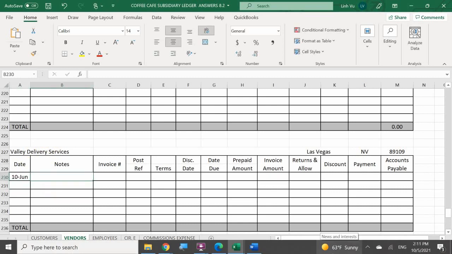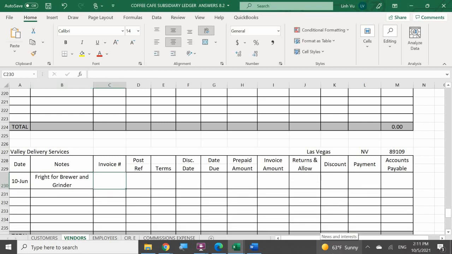Yep, 610. And then you can also say freight for brewer and grinder, right? You can put invoice number 301, okay? Post reference, page 3. No terms, but the terms is COD, okay? And of course, if it's COD, therefore, what was the billing amount for? $350.